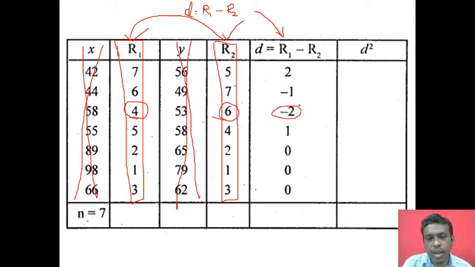So here lastly, 3 minus 3 equal to 0. So this is how you calculate ranks. So deviation. Then you have to find out d square. What is d square?